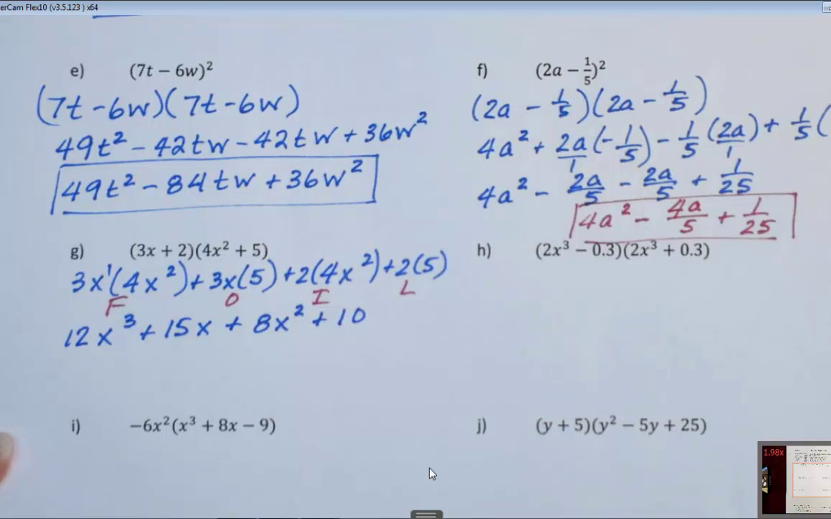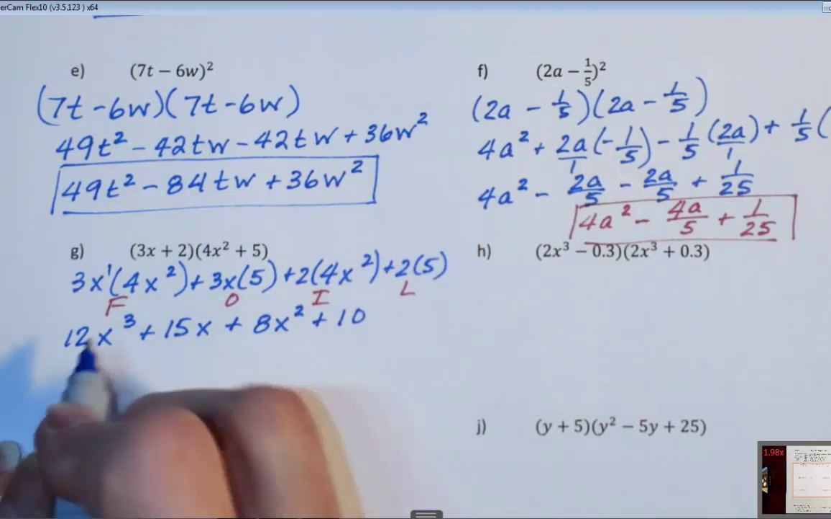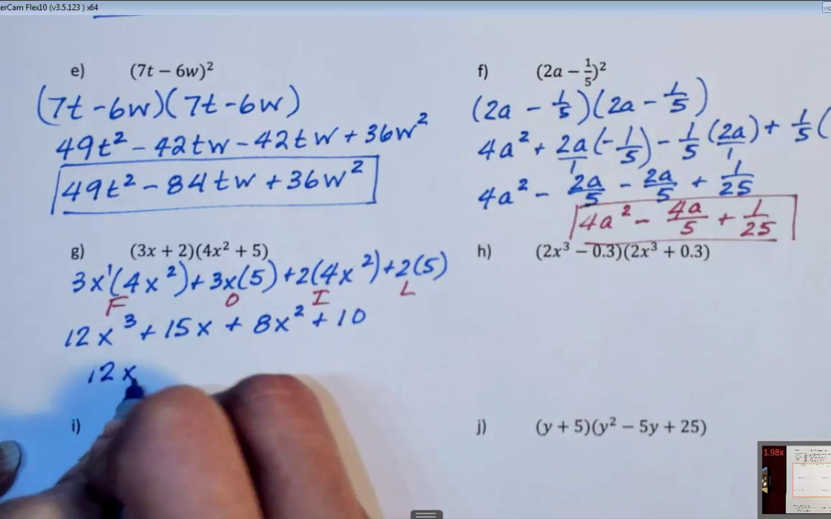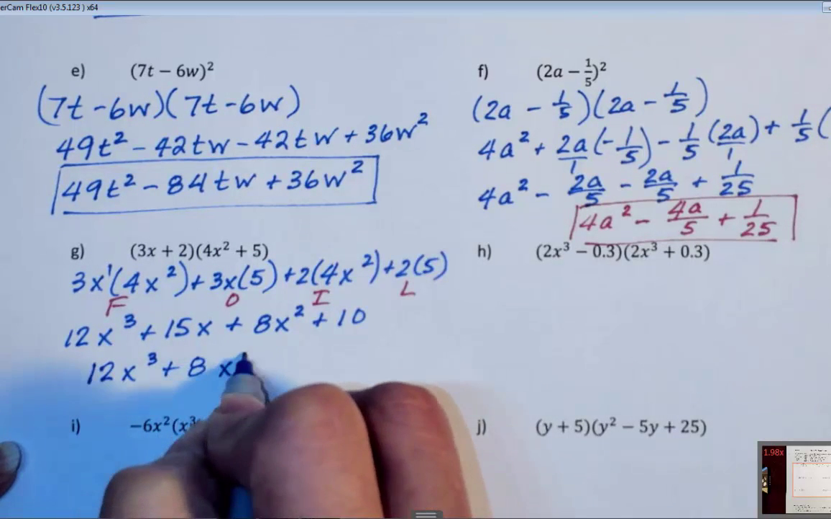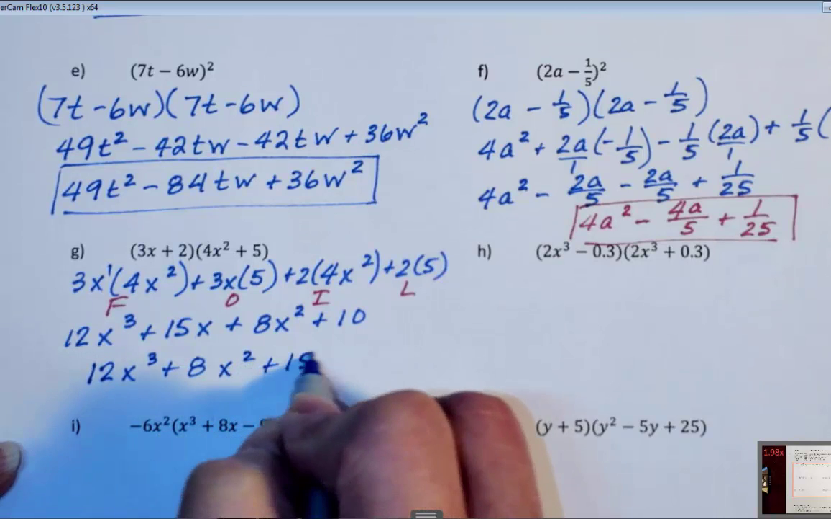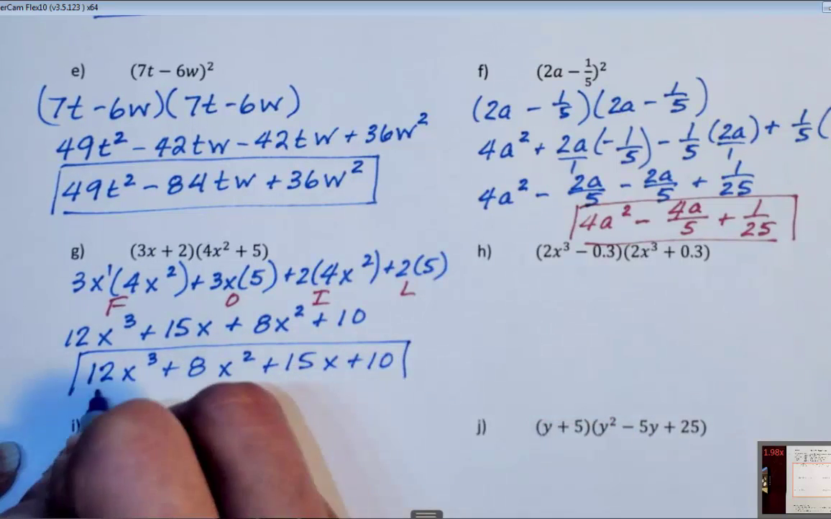Notice this is not in descending order right now. So I'm going to start with 12x to the third. The next term should be 8x squared, then 15x, and then 10. There's nothing else we can do with that one.